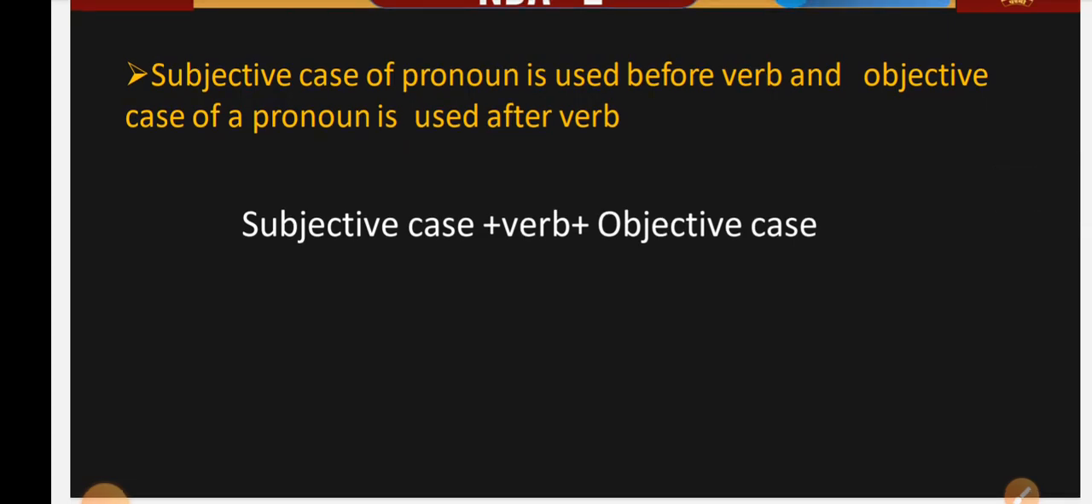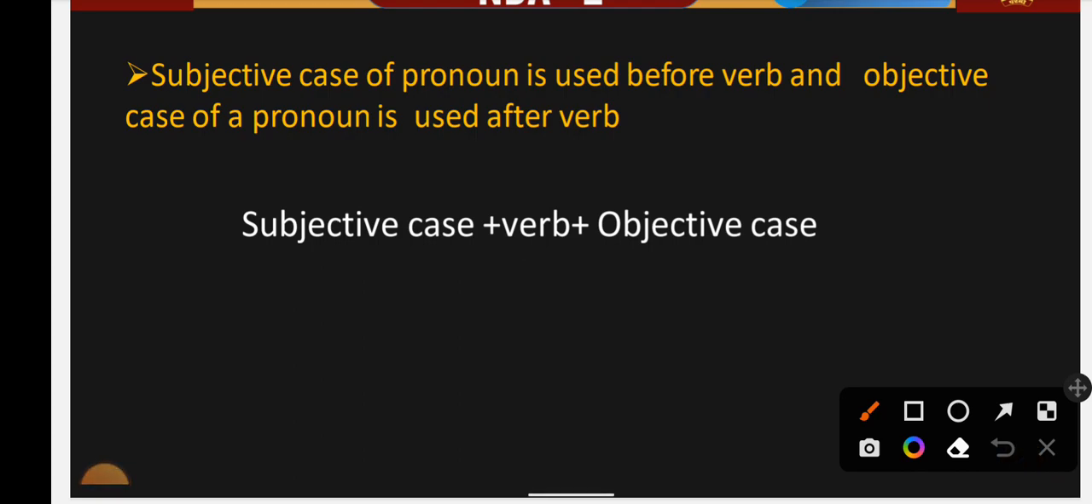And here comes a very important rule based on pronouns. When it comes to solving problems based on pronouns, this rule will always help you. Why am I saying this? Let's have a look.